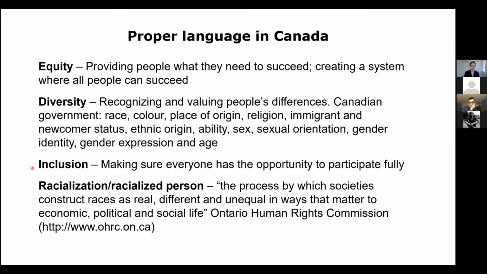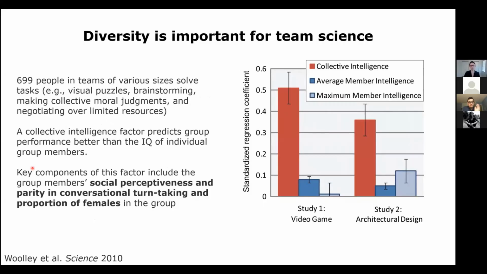And then we have racialization, or racialized person. Racialization is the process by which societies construct race as real, different, and unequal in ways that matter. It's an updated term from person of color or visible minority. Those don't necessarily work in all environments. Some of you may have heard the term BIPOC that comes from the US. There are also a number of problems with that term. So in Canada, racialization is the appropriate term.